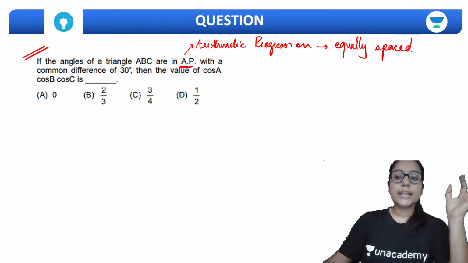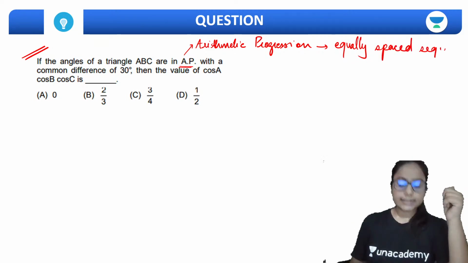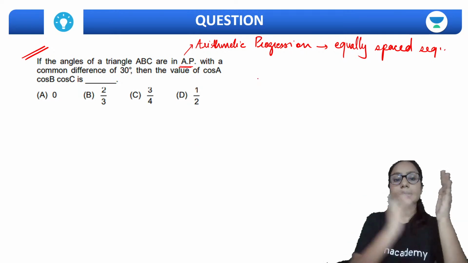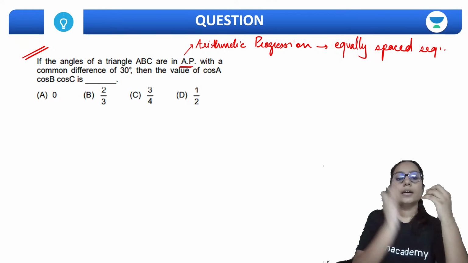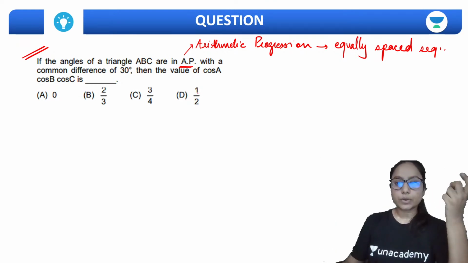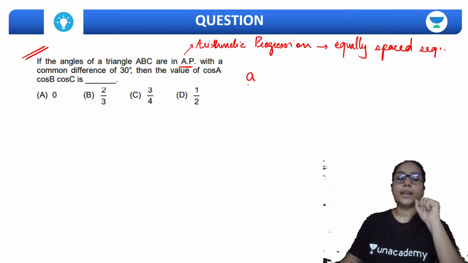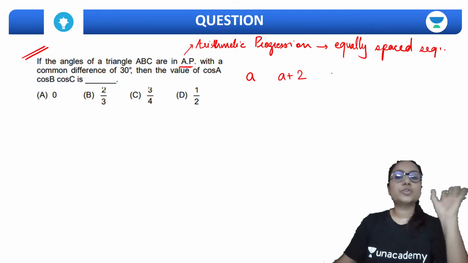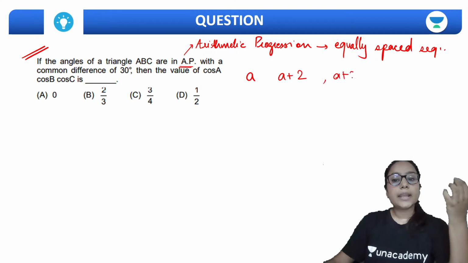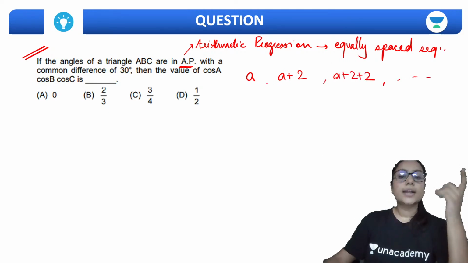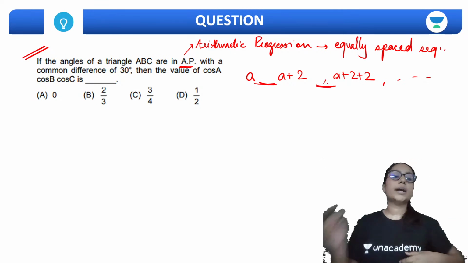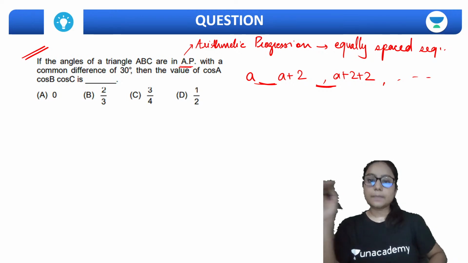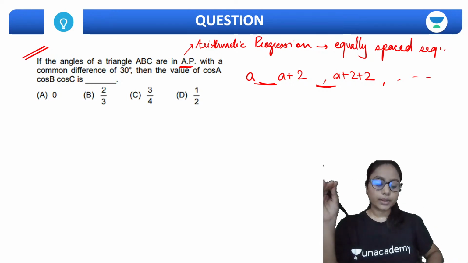Equally spaced sequence, what does this mean? Sequence means a series, back to back you'll have different numbers. Suppose you have a number a, the next number will be a plus some constant, suppose a plus 2, then the next number will be a plus 2 plus 2. So the difference between two consecutive terms is the same. Is the definition of AP clear?